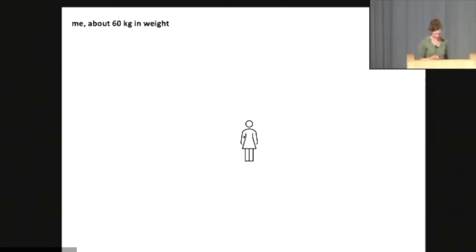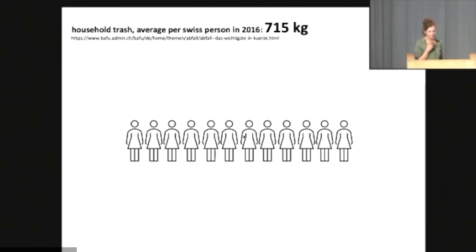So this is me, and I'm about 60 kilograms in weight. Assuming that I'm a standard person living in Switzerland, I reproduce myself about 12 times yearly in the amount of trash I'm producing. In pure weight, every person produces about 715 kilograms of household trash. That is the trash we produce in our kitchens, or here in the lobby, or in some office buildings. Some of this does go into recycling.